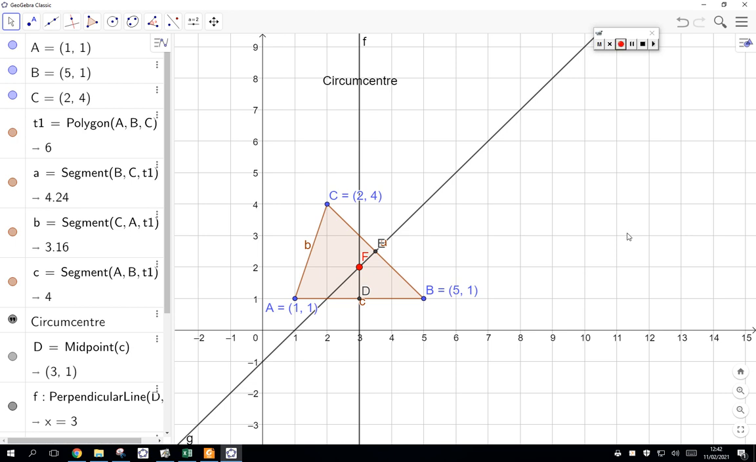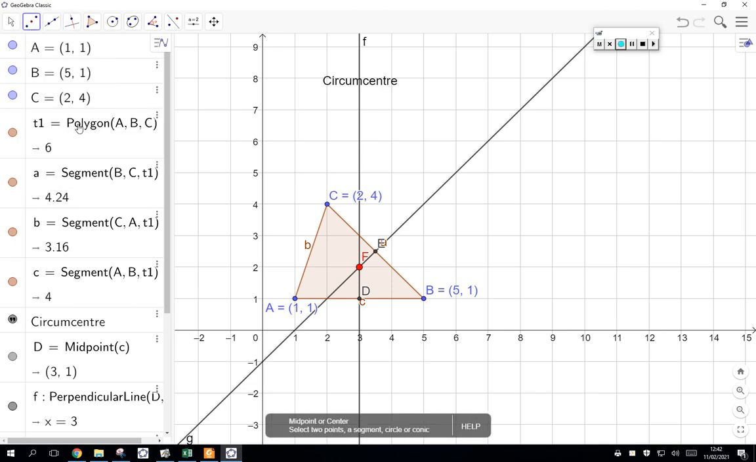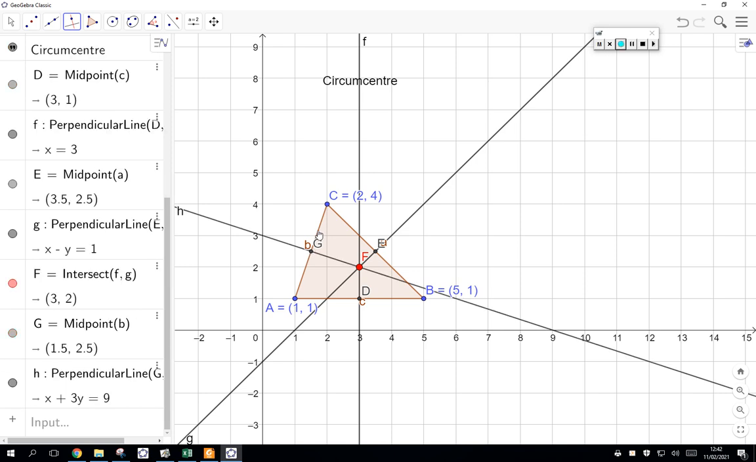Now I'm going to draw the perpendicular bisector of the last side. I don't need to, I've already found the circumcenter, but I want you to see that it will go through F as well. So, midpoint, go to my point menu, midpoint of the side b. I just click on the side b, and then my perpendicular line menu, perpendicular line through the point G, click on that, perpendicular to the side little b, click on side little b, and there it is. And you can see it passes through there.